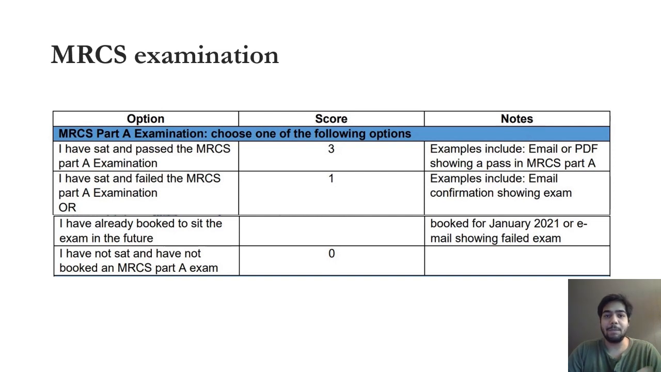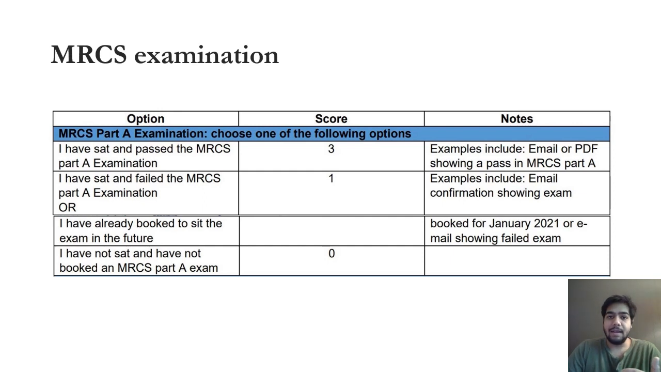The first one is the MRCS examination. So you can see in the table that there is different scoring for different options which can be possible. So the first option is that if you have sat and passed the MRCS Part A examination, then you'll be scoring the highest, which is 3 in this domain.